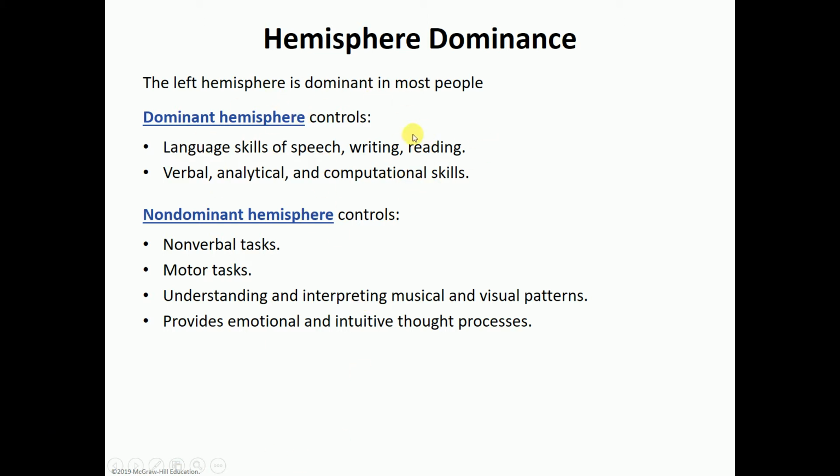The left side of the brain, the dominant hemisphere, is the one that is more into math skills, analysis, computational skills, language, speech, and writing. While the non-dominant hemisphere is more responsible for the arts, like understanding and interpreting musical and visual patterns, emotions and intuitions, non-verbal tasks, and motor tasks.